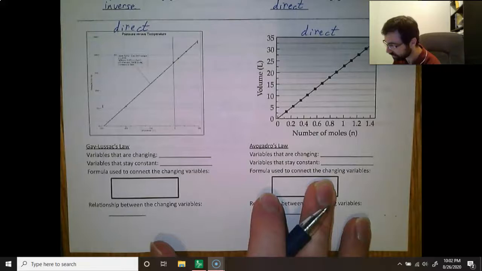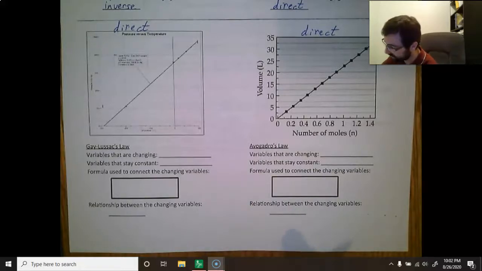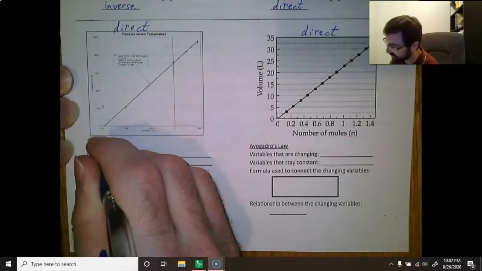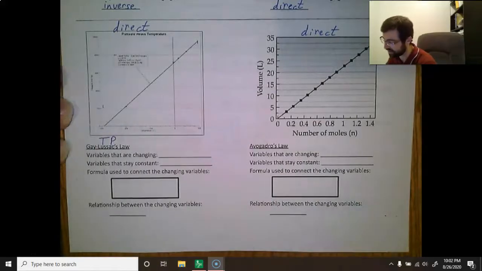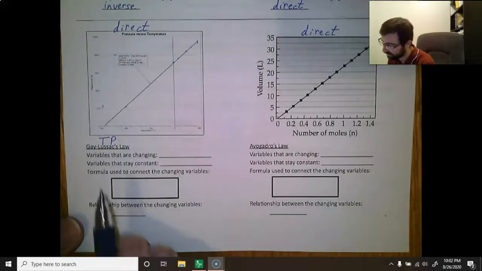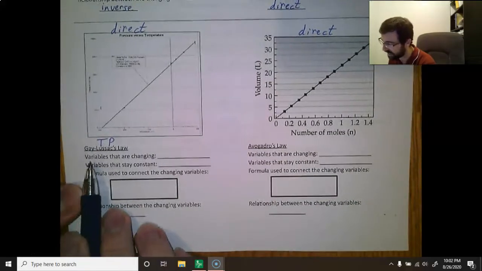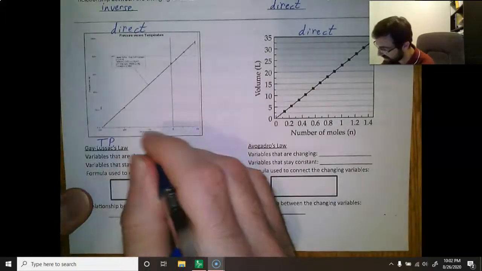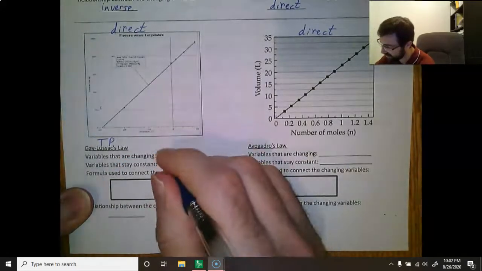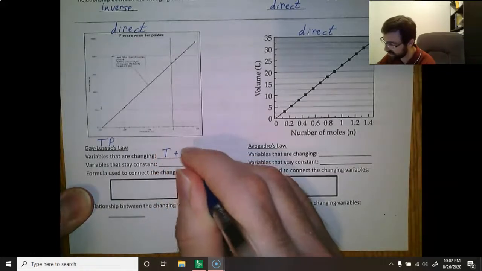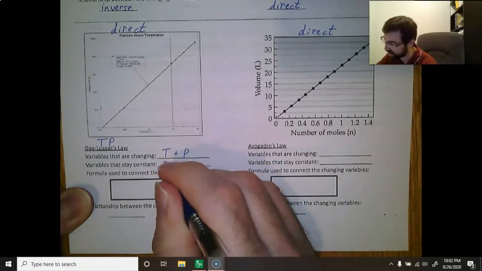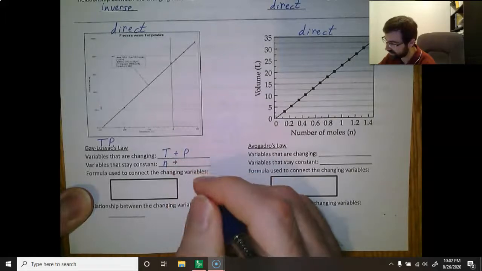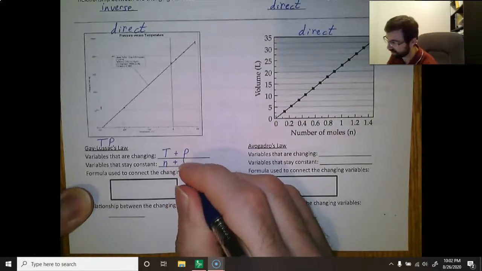All right. Gay-Lussac's law. This is the one that we say the guy lives in a teepee. Okay? Variables that are changing. Well, down here, and you can't actually read this on here, but it's temperature and pressure that are changing. That means our moles and our volume are the constants.